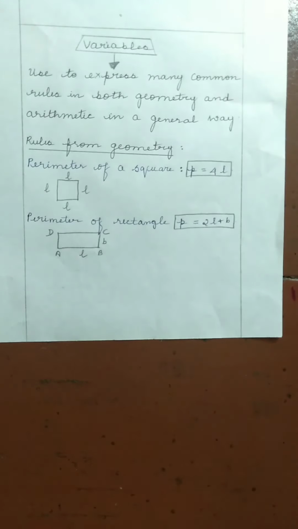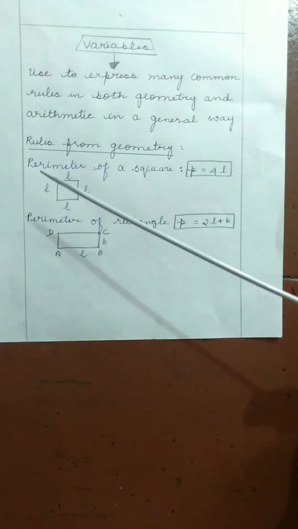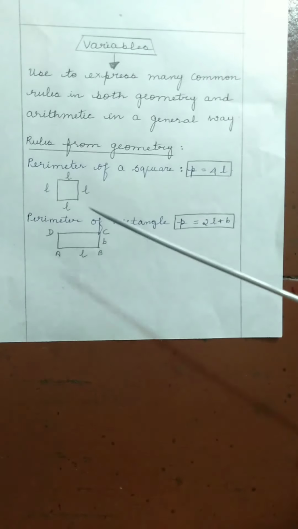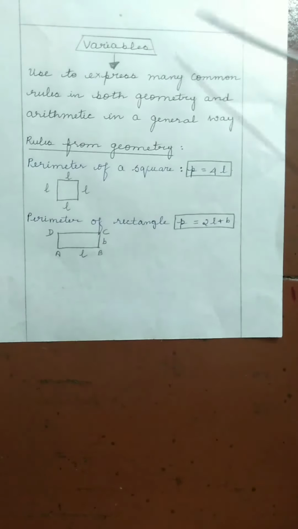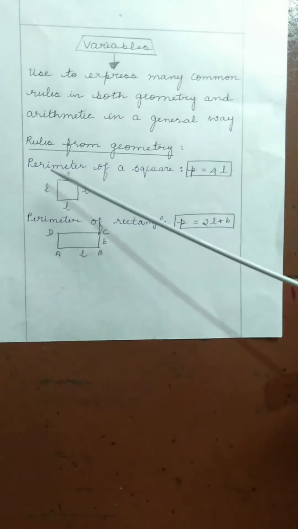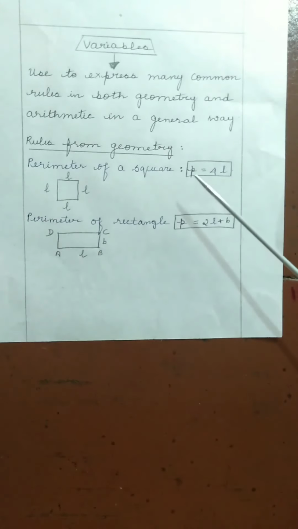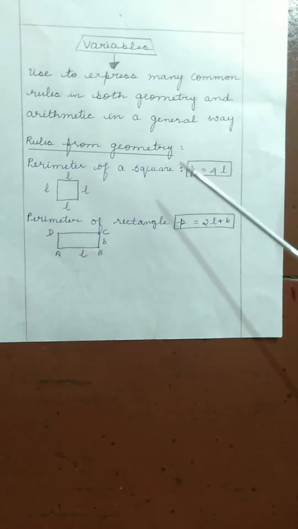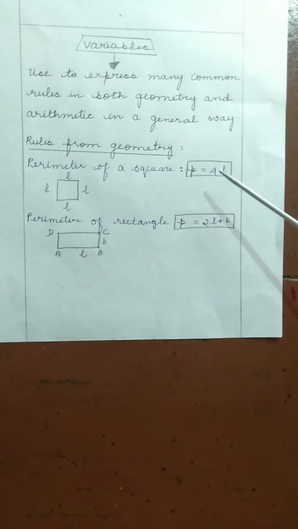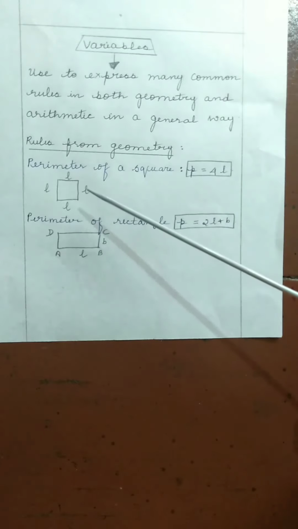So, in a square, there are 4 sides, and all the sides of the square are equal. To find the perimeter of a square, variables help us find the rule, that is, the formula to find the perimeter of a square, which is P, denoted by the letter P, equal to 4L, where L is the length of each side of the square.